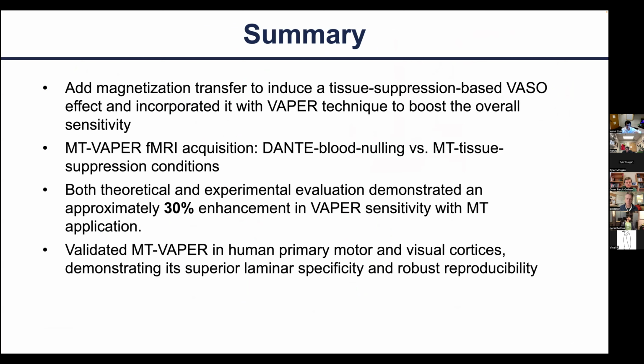And this is a summary of this talk. Basically, we add IMT to induce some tissue suppression effect and incorporate it with the original VAPER to boost the overall sensitivity. For our acquisition, instead of doing blood-nulling for the not-node, we do blood-nulling for the tissue suppression. This way, we can enhance our sensitivity by around 30%. And we demonstrate this sequence with applications for laminar fMRI in motor cortex and visual cortex.